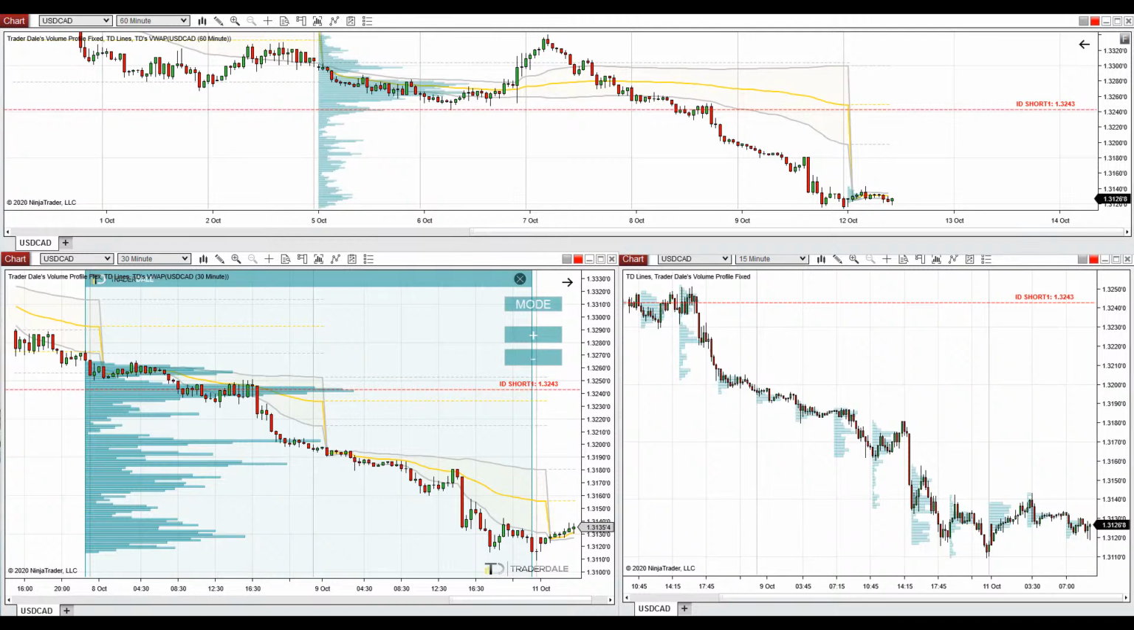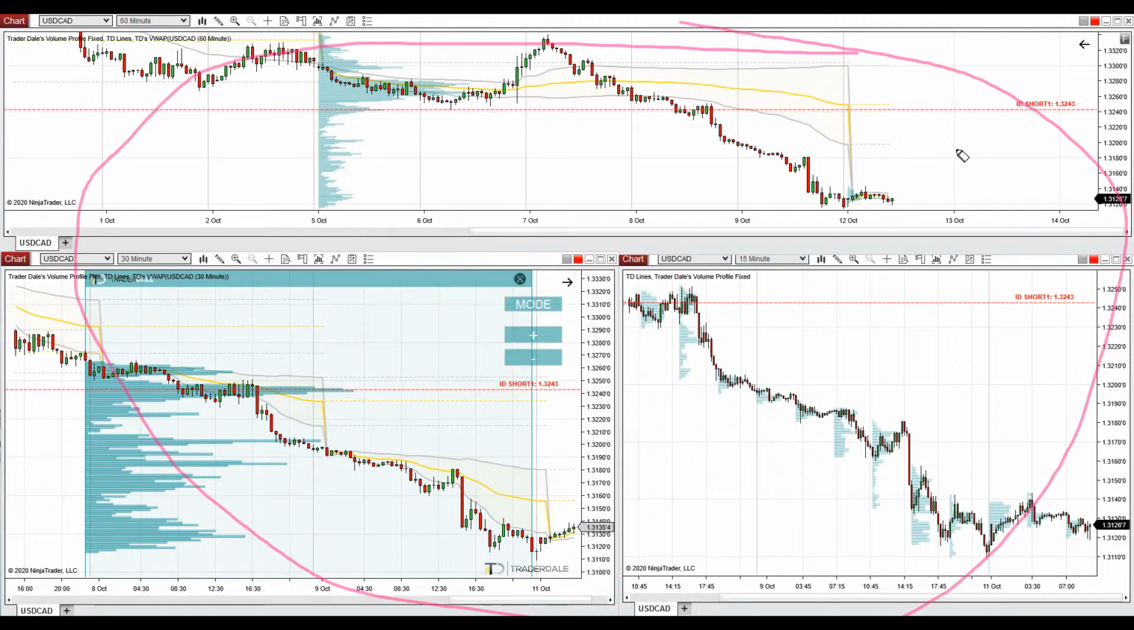Let's now go into the trading ideas. What you see before you is my intraday trading workspace, which consists of 3 charts which are linked, which means that they show the same trading instrument. In this case it's the US dollar, Canadian dollar.